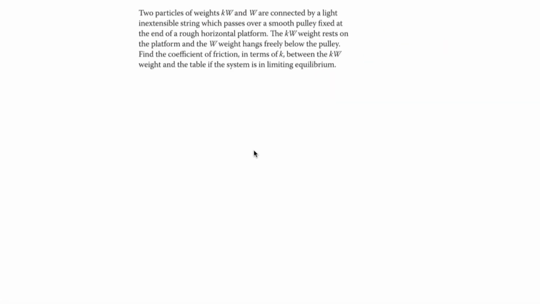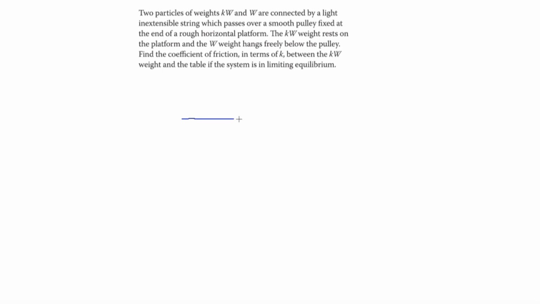So the final question we have says that two particles of weight kW and W are connected by a light inextensible string which passes over a smooth pulley fixed at the end of a rough horizontal platform. The kW weight rests on the platform and the W weight hangs freely below the pulley. Find the coefficient of friction in terms of K between the kW weight and the table if the system is in limiting equilibrium. So here in this question we'll do a diagram to show what's going on.